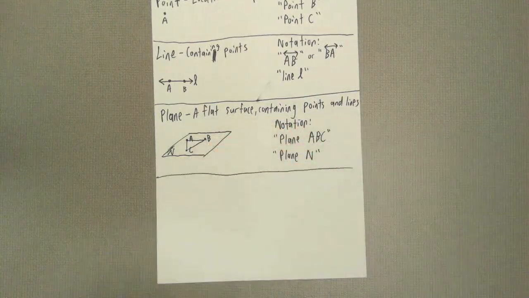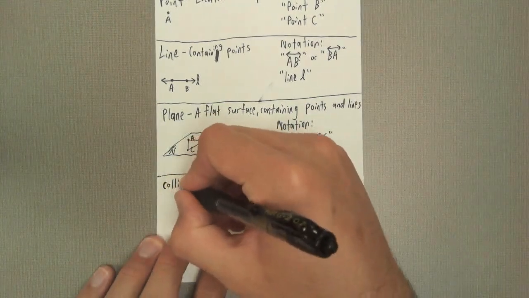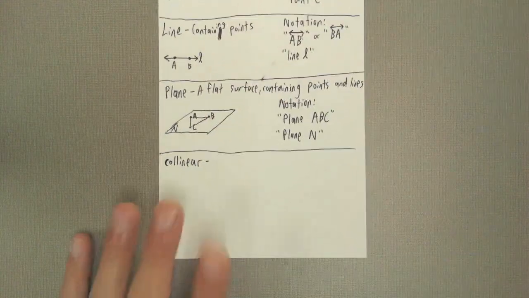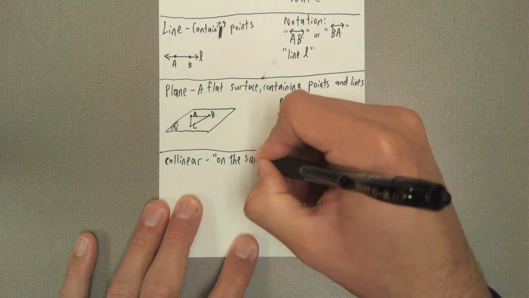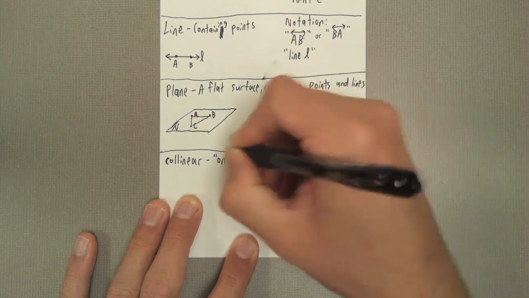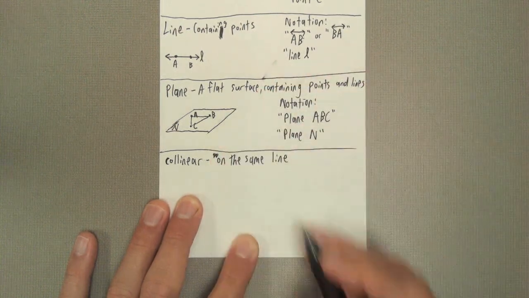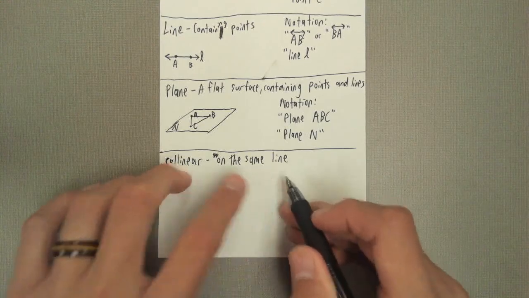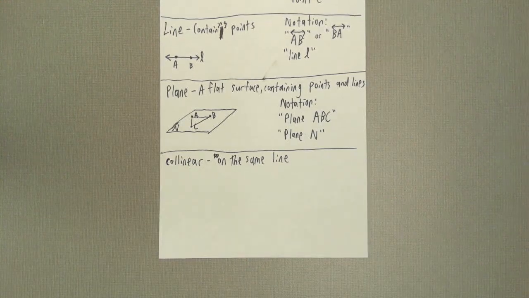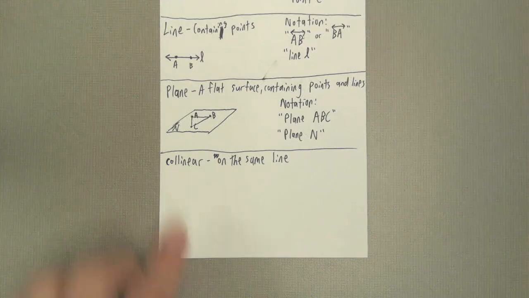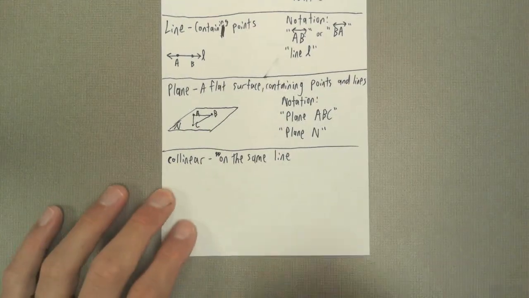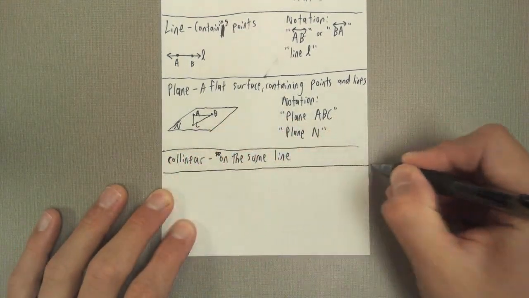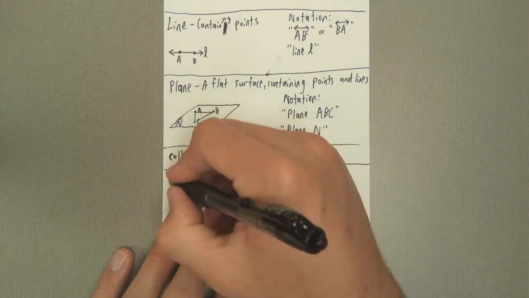Let's go ahead and talk about some of the other ones. These will be a little bit quicker. Collinear is on the same line. That's the definition. Collinear means on the same line. Now, think about coworker. A coworker works on the same team, collinear on the same line. We will look at examples of that later. So two points are collinear when they're on the same line.